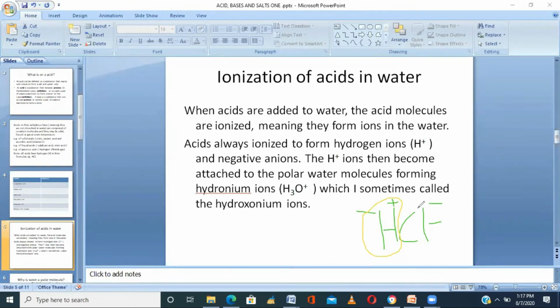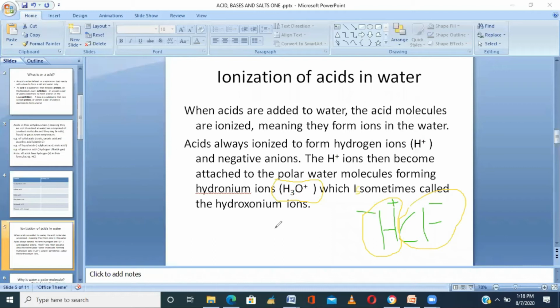So there could be more than one anion in the water, but in this case, looking at hydrochloric acid, we only have one anion. The hydrogen ions then become attached to the polar water molecule, forming hydronium ion. So this is very important to remember. And I'm going to show you how this hydronium ion is formed.